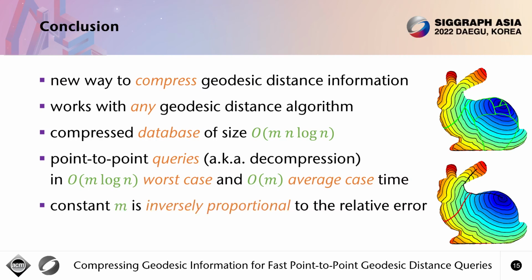And this constant m is inversely proportional to the relative error. Typically, we found that choosing m equal to 12 is a good choice, leading to an error less than or equal to 0.5%. But of course, if you increase m, you can decrease the error and vice versa. But that also has then, of course, a linear effect on the database size.